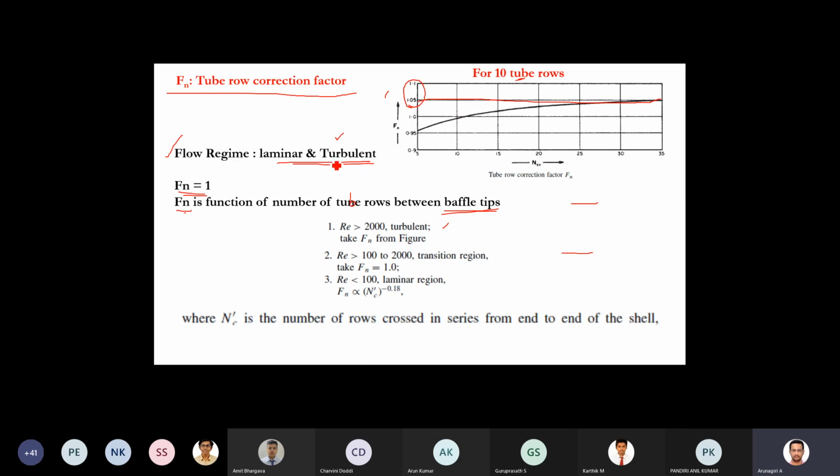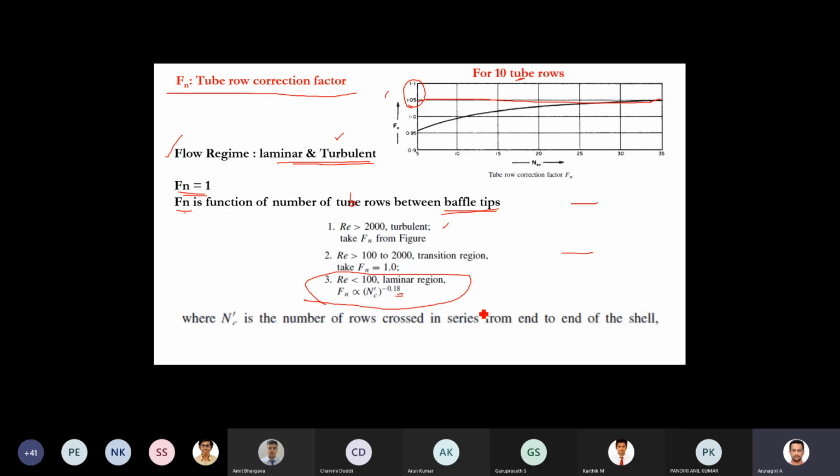But in the case of laminar flow, the condition is different. The Fn is expressed in terms of n dash c power minus 1.8. Because in the laminar regime, what will happen? The thermal boundary layer plays a major role. It drastically reduces the heat transfer coefficient.